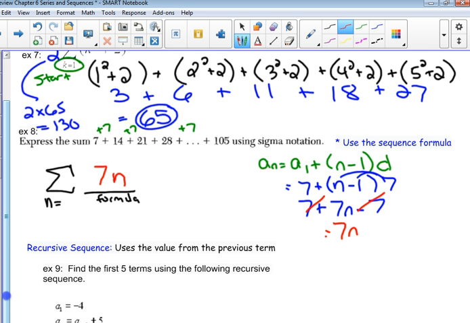Now, people kind of get stuck with this, right? Make sure it makes sense. So what you want to think is, what you're starting with, what times 7 will give us 7? 1. Good, Frida. Okay. Now, if you want to try it out, if you put a 2 in here, we get 14. If you put a 3 in here, we get 21. A 4 in here will give us 28. What do I have to put in for n to get 105?